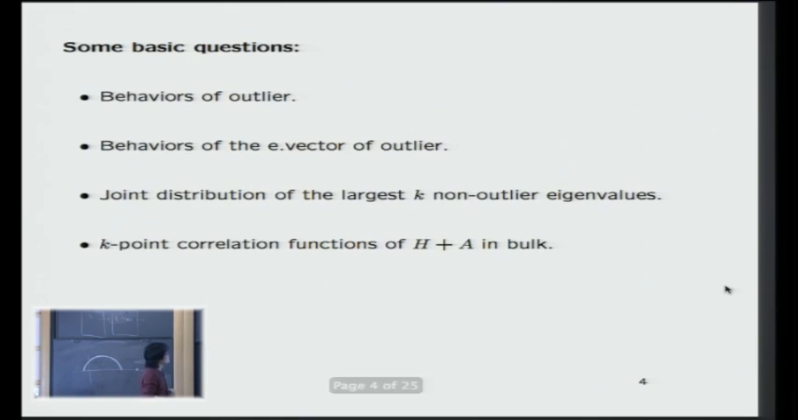And the other questions, like what's the behavior of this outlier? What's the behavior of the eigenvector of this outlier? And what's the joint distribution of the largest k non-outlier eigenvalues? And of course the final, ultimate question could be, what's the k-point correlation function of H plus A in the bulk. But unfortunately, I can tell you we did not prove this one, so you will not see the proof. I know many people may be waiting to see results like this, but unfortunately we did not.